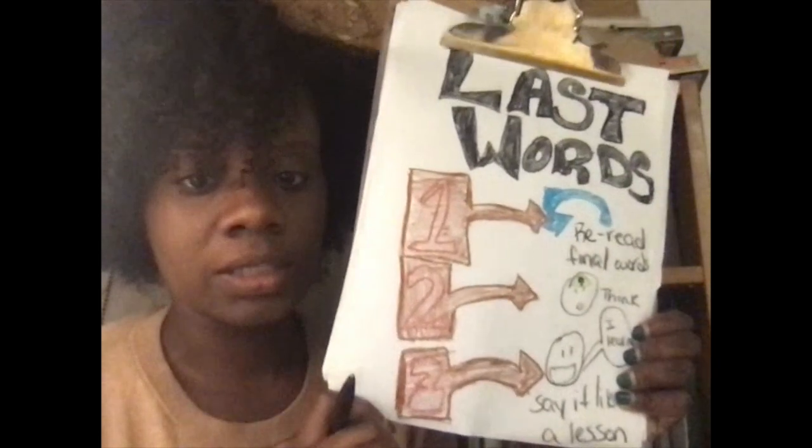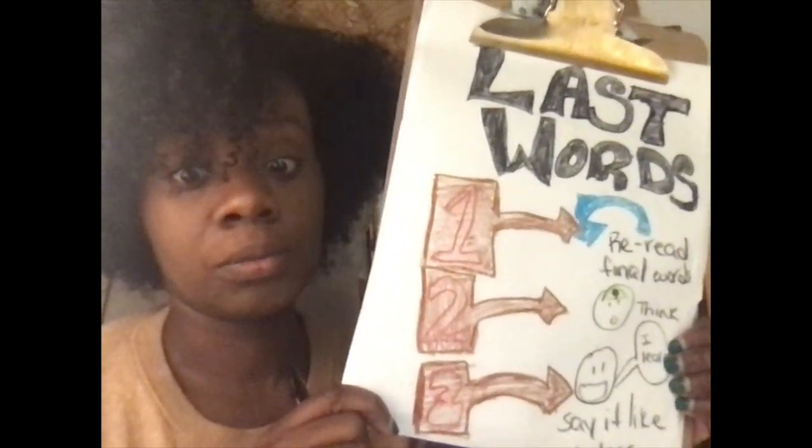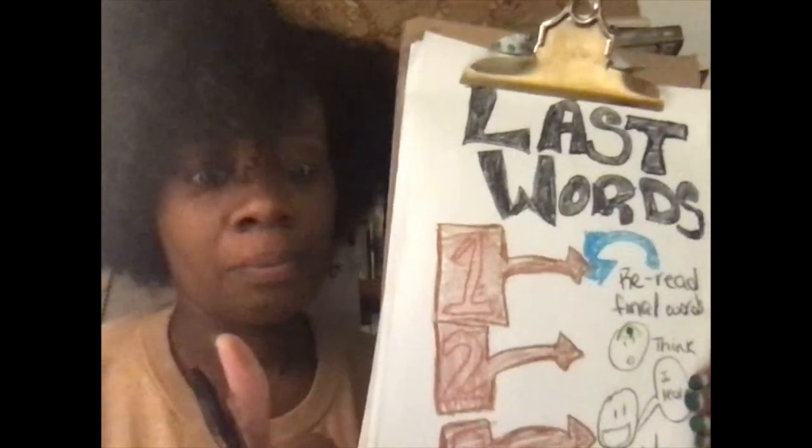I'm just going to show you this chart again. We're going to do three things when we're done reading. We're going to reread the final words. Then we're going to think, what am I left with? And then three, we're going to say it like a lesson. We're going to say what we learned.